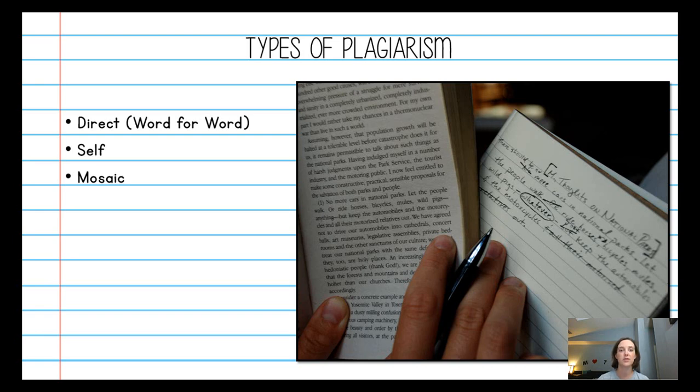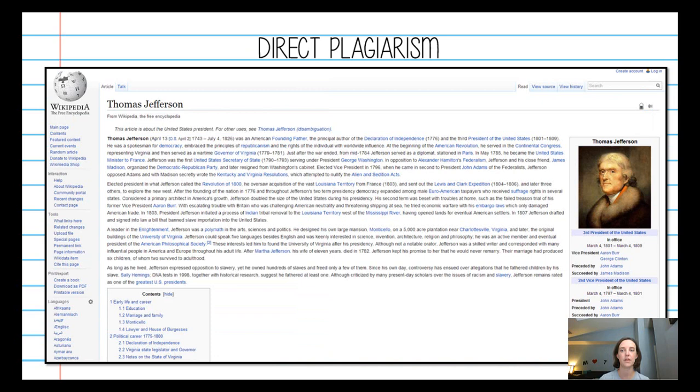Mosaic plagiarism, so you've got kind of a piece-by-piece copying going on. Maybe you're switching out a few words. And then accidental plagiarism, so maybe you didn't quite cite your source correctly or something like that. So let's talk about direct plagiarism first.